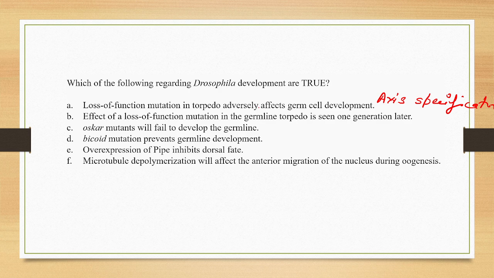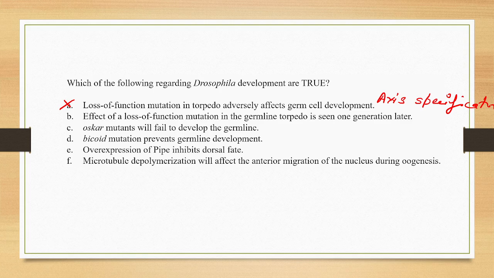It is not directly involved in germ cell development. So this statement is not true. Then, the effect of a loss of function mutation in the germline torpedo is seen one generation later. True. This is the correct statement. So torpedo signaling affects the next generation.